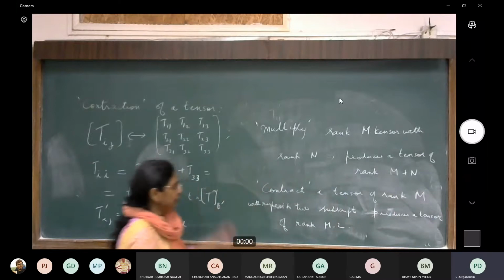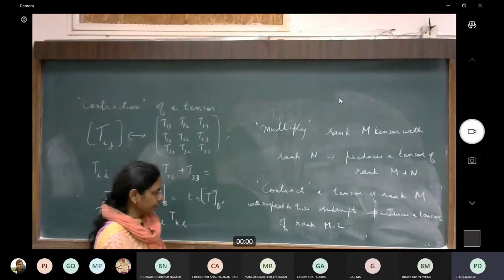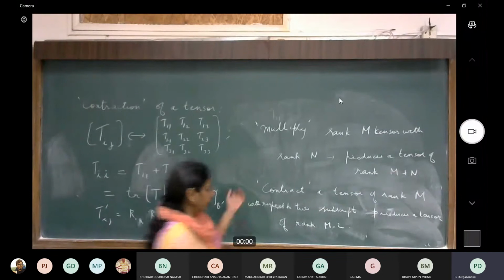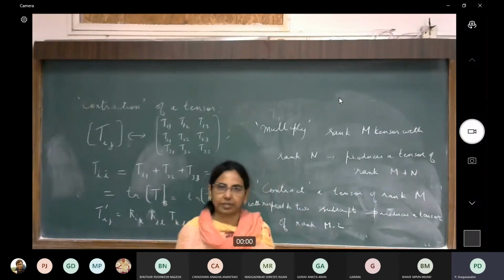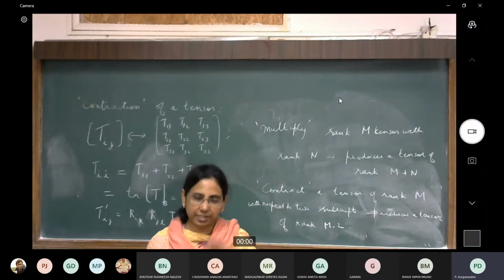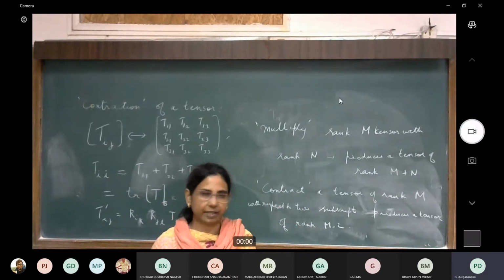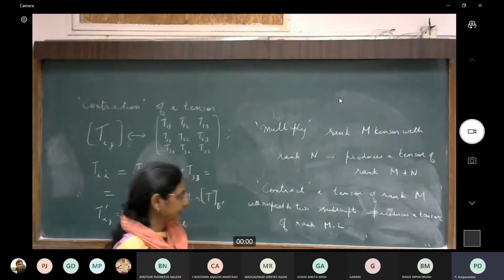Right? So suppose I start with a tensor of rank 4. Then I can contract it with respect to two subscripts. I will get a rank 2 tensor. Now that rank 2 tensor I can further contract again in the two indices and finally end up with a rank 0 or a scalar.